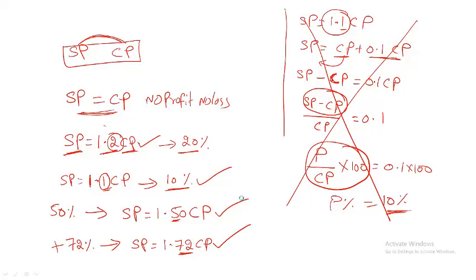Now let me ask you a few more questions based on this. Okay, now what if the profit is 38%? If profit is 38%, what will be the relation between selling price and cost price? Selling price is equal to 1.38 times of cost price. So this is how we can represent the relation between selling price and cost price.